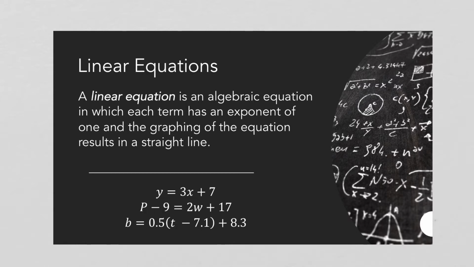So, a linear equation is an algebraic equation in which each term has an exponent of 1 and the graphing of the equation results in a straight line. Some examples of linear equations are below. y = 3x + 7. p - 9 = 2w + 17. b = 0.5(t - 7.1) + 8.3.